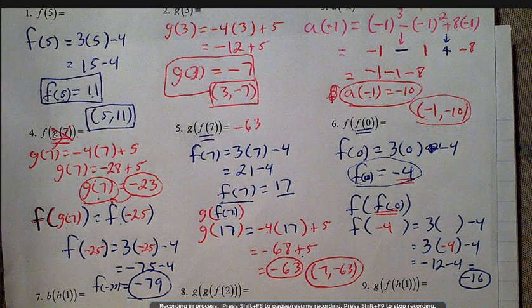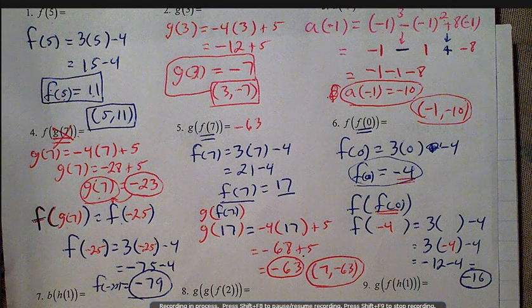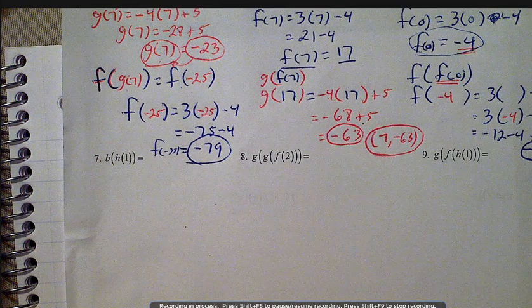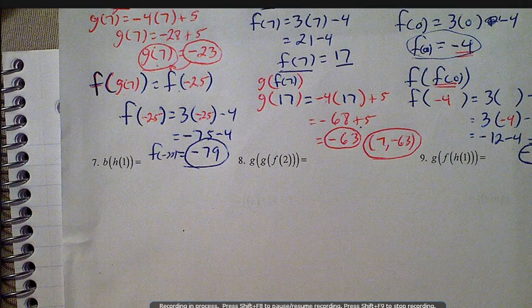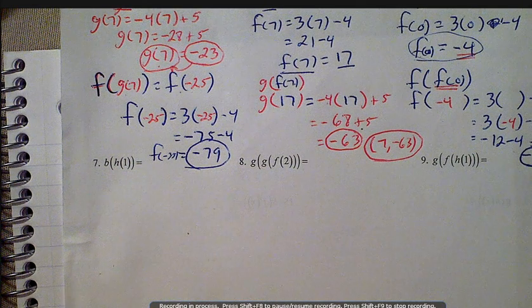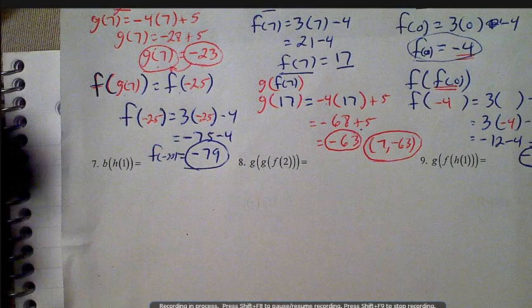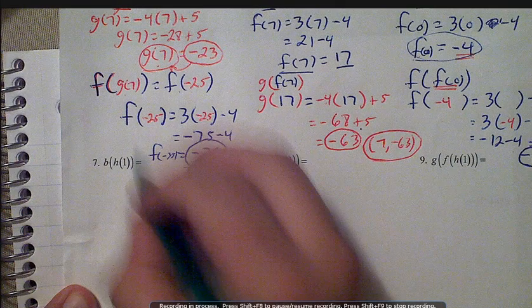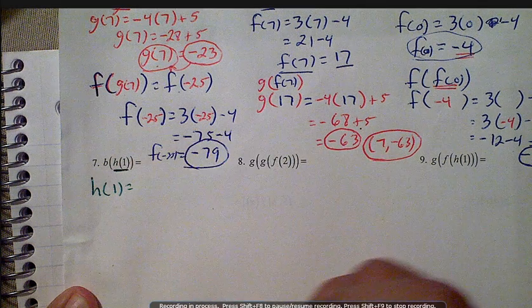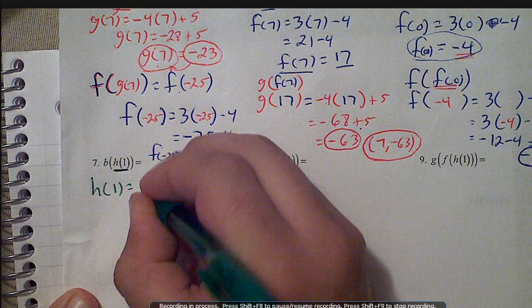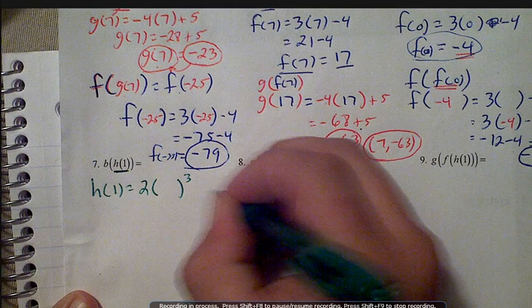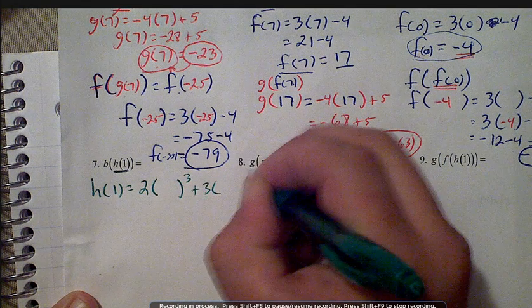Okay, number 7, b of h of 1. So first I'm going to find h of 1, the inside. So h is in green. So h of 1, doing an inside function, first write out parentheses wherever you see an x. So 2 times something cubed plus 3 times something squared minus 5 times something. So now substitute 1 in for x.